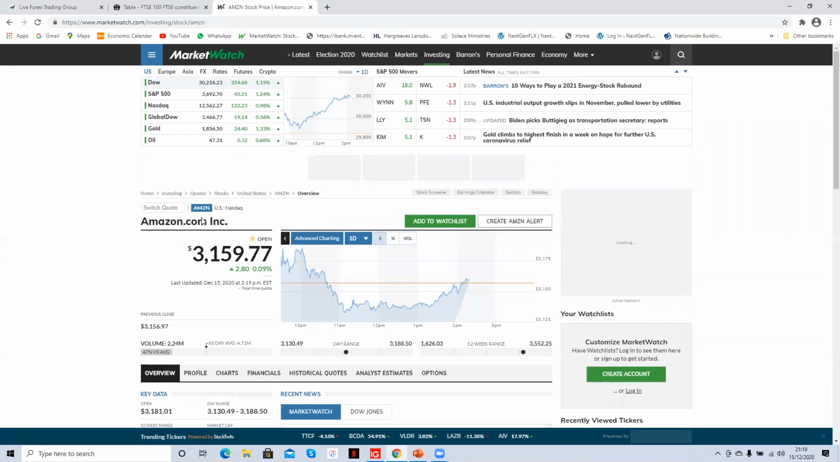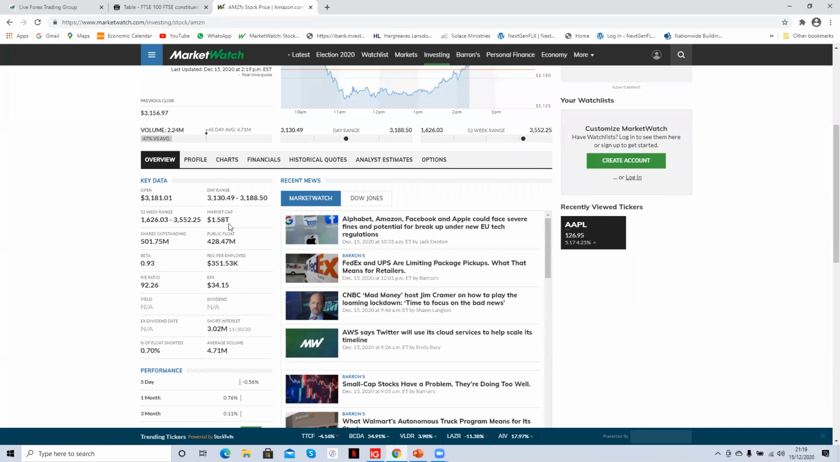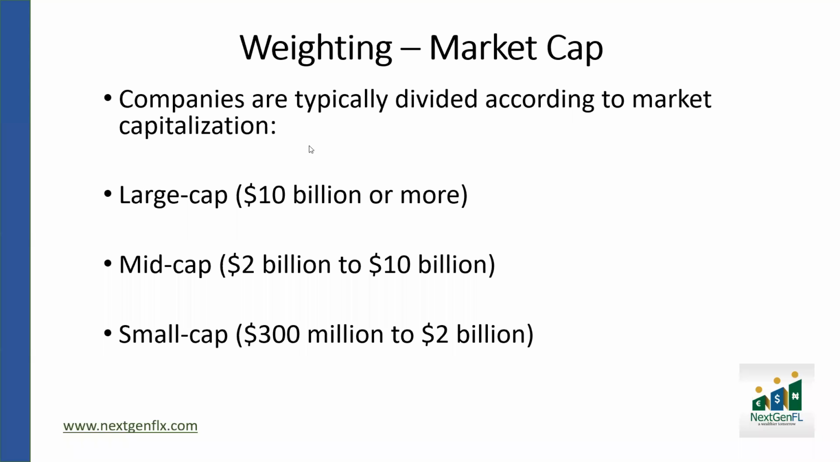So you can see this is Amazon. Their market cap is $1.58 trillion. So you can see this is a huge company. So that's what we're talking about when we talk about market cap. Let's go back to the presentation. So like I said, you have the large cap, like I've just shown you, $10 billion and above. So you can see the ones I showed you, Apple and Amazon, they're well above $10 billion. They're in the trillions. And then you have mid cap to $10 billion, small cap $300 million to $2 billion.